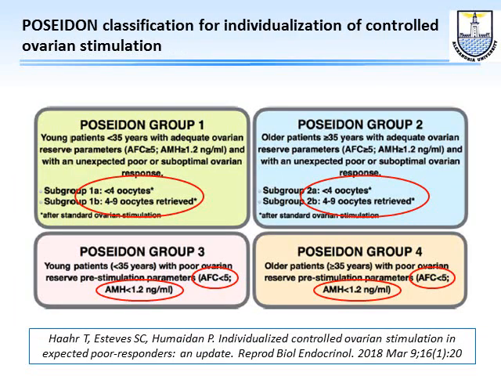Another suggestion was the one suggested by the Poseidon group, as you can see here. They classified patients into 4 groups really: the young patients who are less than 35 years of age, and those who are equal to or more than 35 years of age. And again, each one of these groups is either a good responder or a poor responder. So group 1 are the less than 35 and good responders. Group 2, more than 35 and good responders. Group 3, less than 35 and poor responders, while group 4, more than 35 years of age and poor responders.